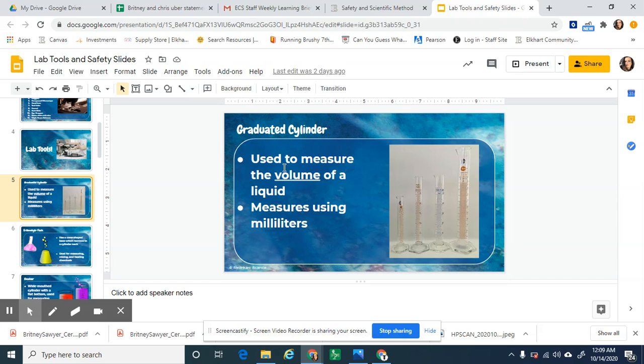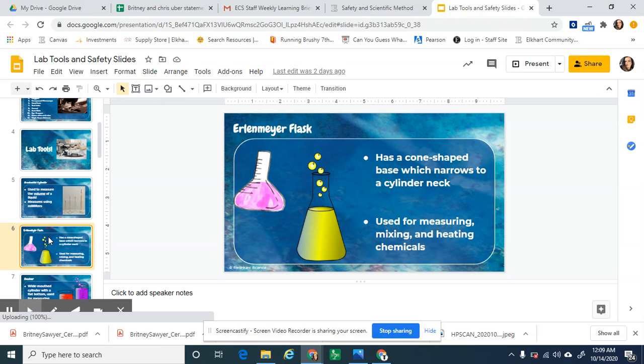A graduated cylinder is used to measure the volume of a liquid. It measures the liquid by using milliliters to measure with. The Erlenmeyer flask has a cone-shaped base, which narrows to a cylinder neck. It is used for measuring, mixing, and heating chemicals.